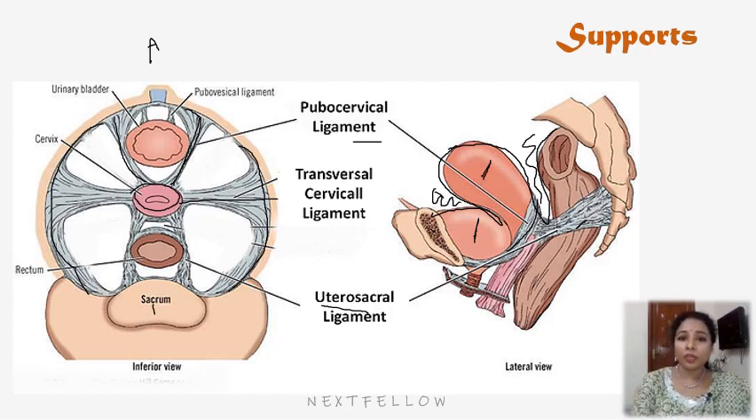And then the uterine position itself, that is the axis of the uterus, which I discussed in the second slide as the angle of anteflexion and anteversion, which keeps the uterus in position.